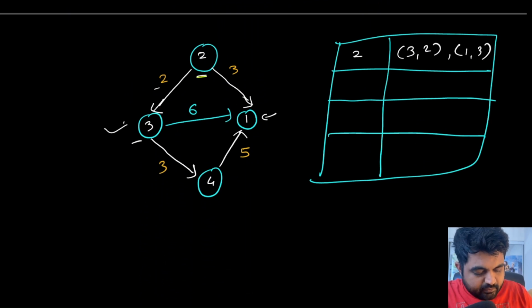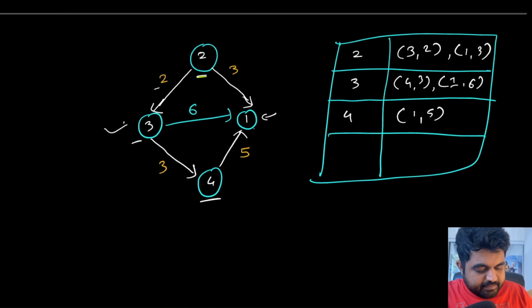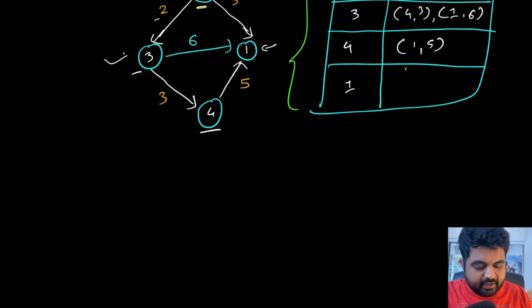Same way, starting at node number 3, once again we have two options. To reach node number 4, it takes us 3 times, and to reach node number 1, it takes us 6 times. Same way, from node number 4 we only have one option, and that is to reach node number 1, it takes 5 times. And from node number 1 we don't have any option. At node number 1, we just don't have any edges going out, so we will not mark anything. Now we know that these are the 4 edges that we will have to traverse.